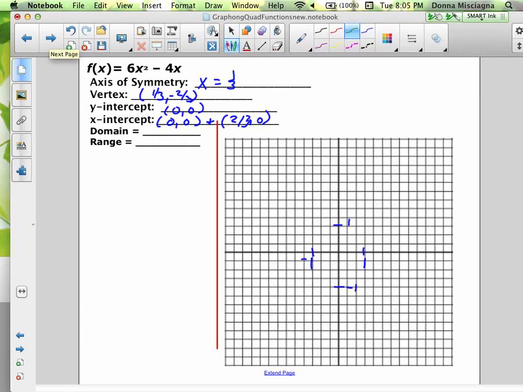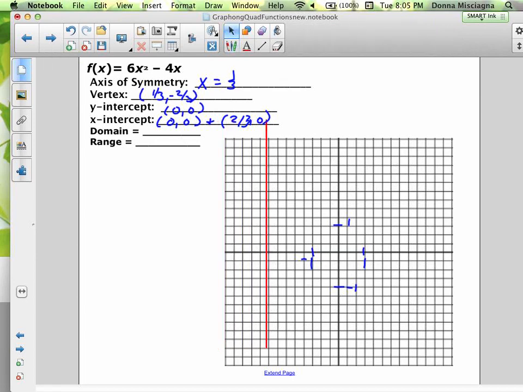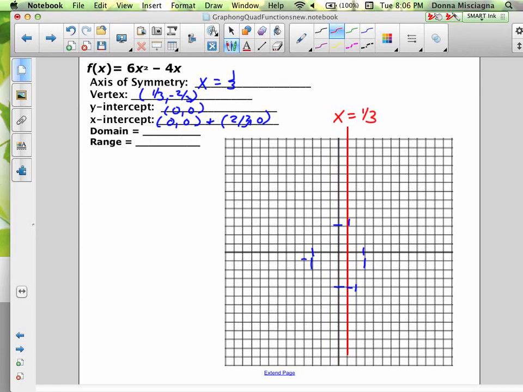All right, so feel free to change your scale. Nobody says each box has to equal 1. Just be consistent. So now let's put in our axis of symmetry. So now it's easy. I'm not trying to figure out a third of a box, right? Because each box is a third. I'm actually going to write that down here. X equals 1/3.